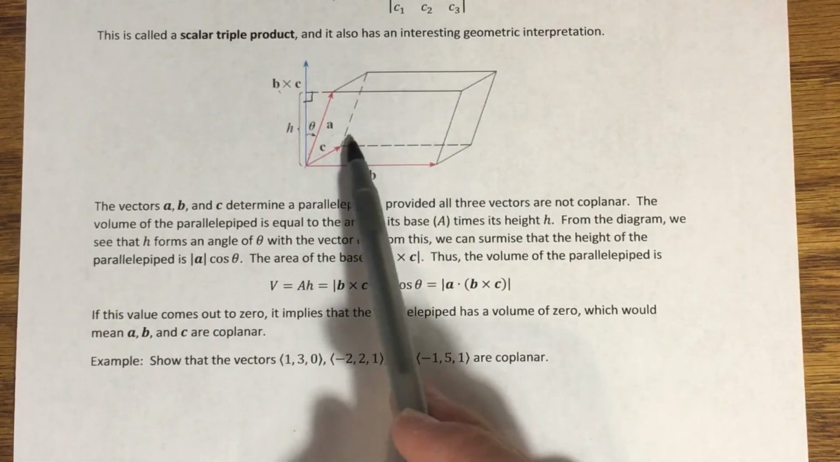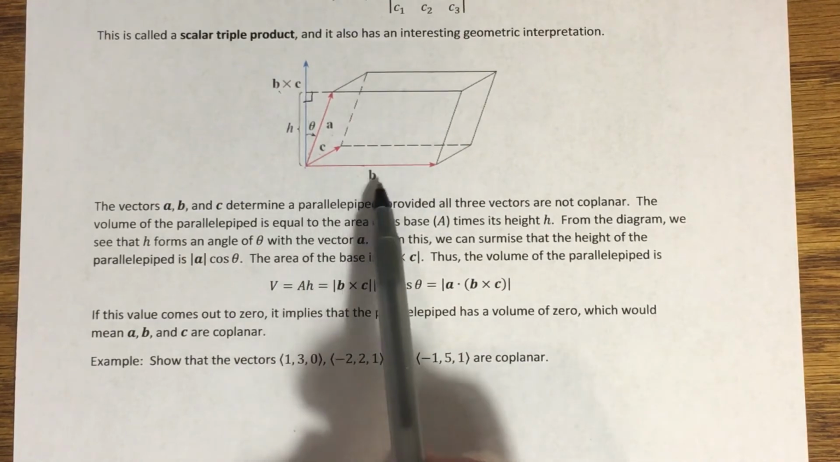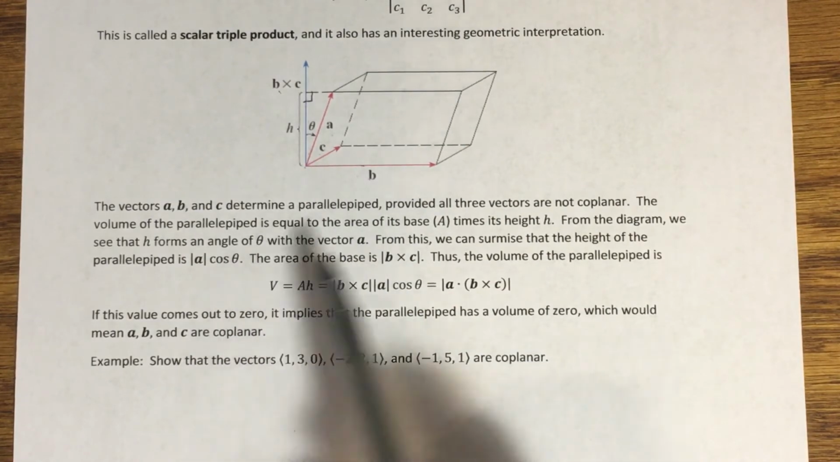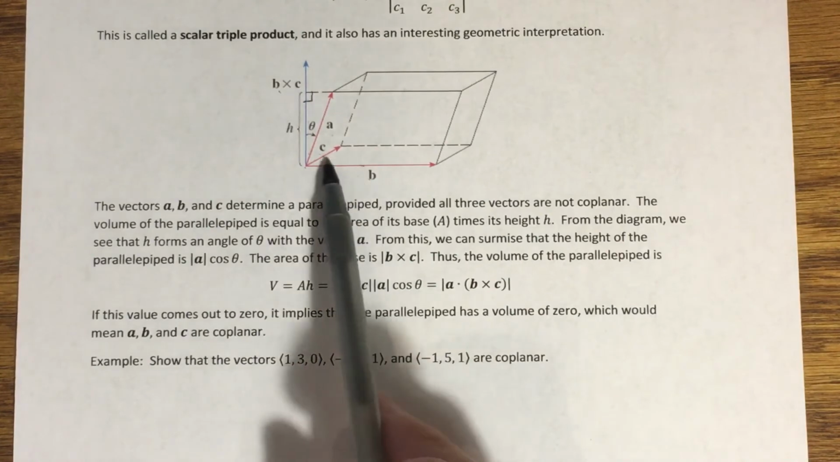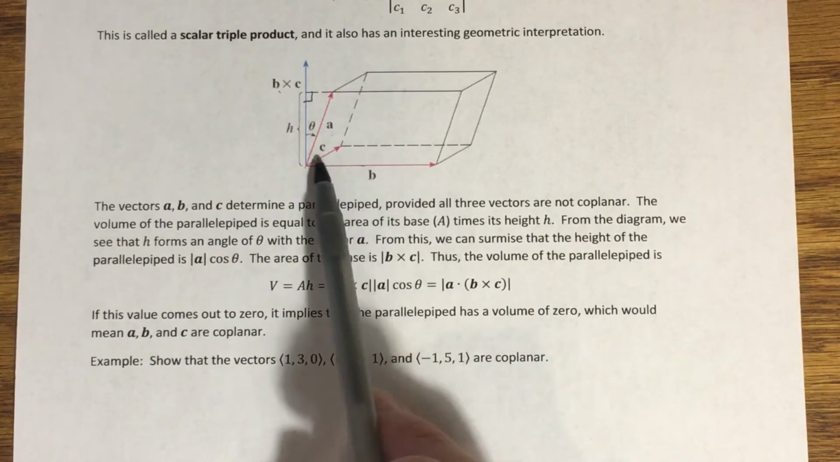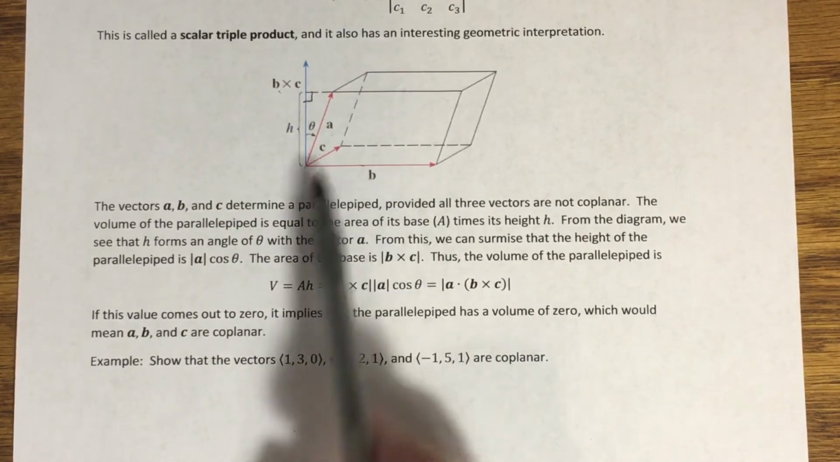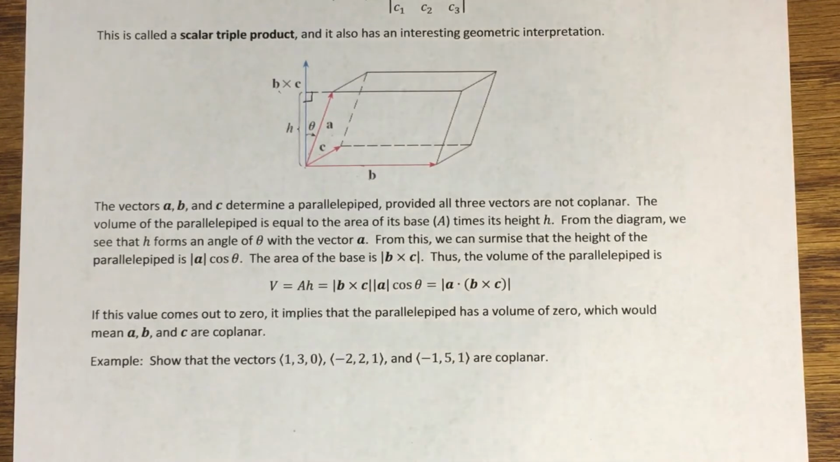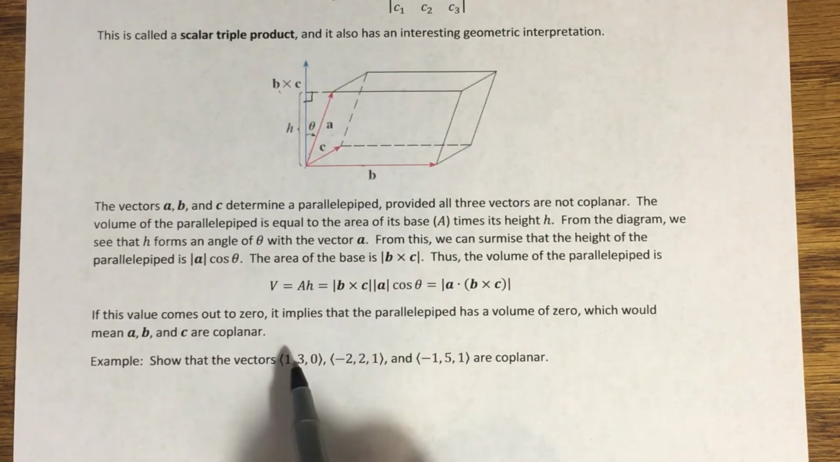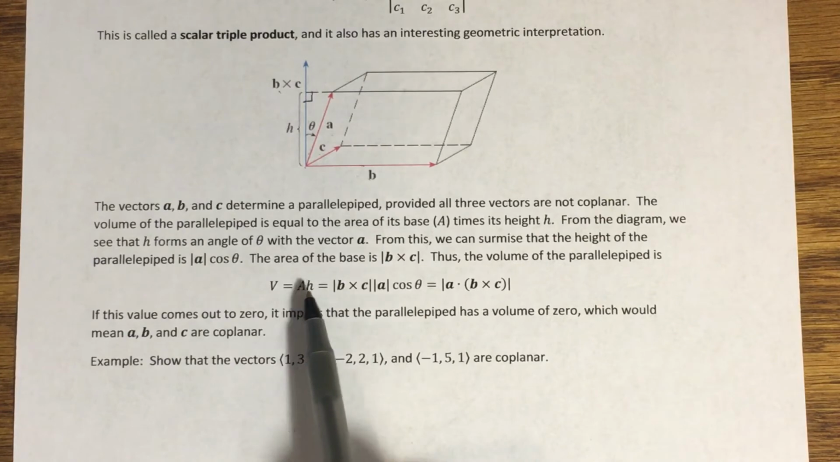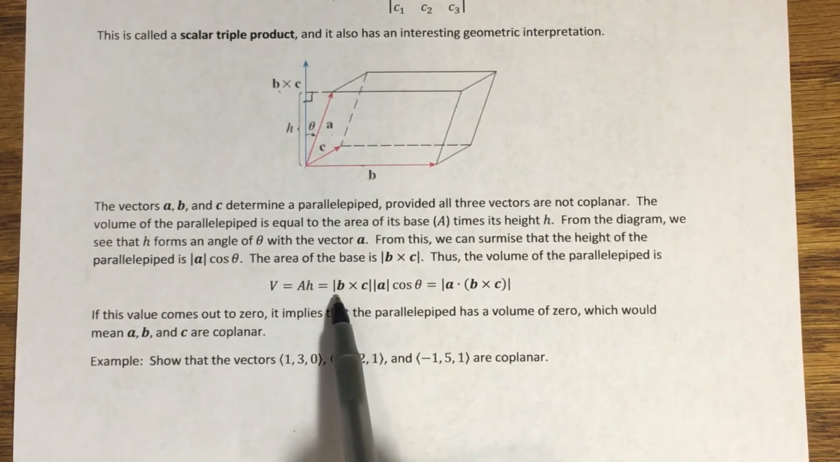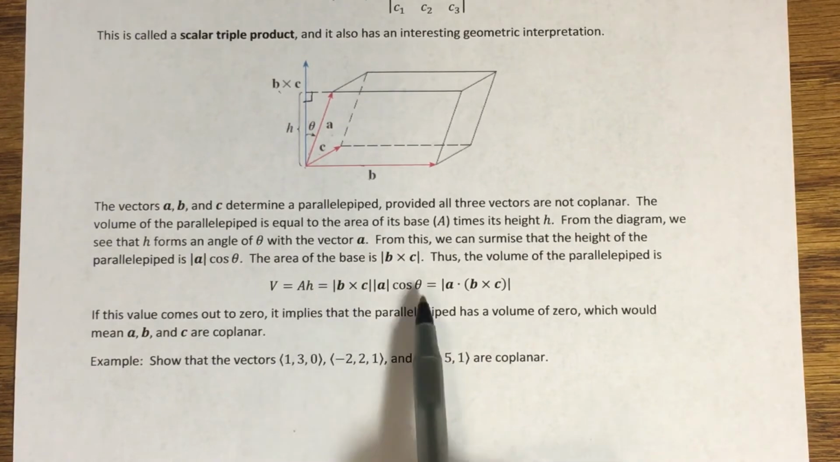What about the area of the base? Well, the base is a parallelogram, and that parallelogram is determined by these vectors here, B and C. We just saw a little earlier that the area of a parallelogram determined by two vectors is the magnitude of the cross product of those two vectors. So magnitude of B cross C. Putting those things together, the volume of this parallelepiped is the area of the base times the height, except the area of the base we found was the magnitude of B cross C, and the height was the magnitude of A times the cosine of theta.